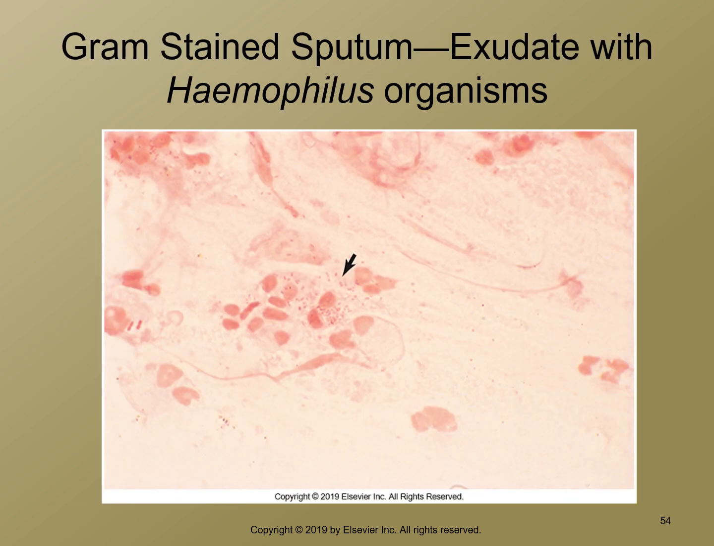This is an example of a gram stain of a sputum exudate with Haemophilus growing. As you can see, indicated by the black arrow, Haemophilus are the very tiny gram-negative rods, or they also appear cocobacilli-like.